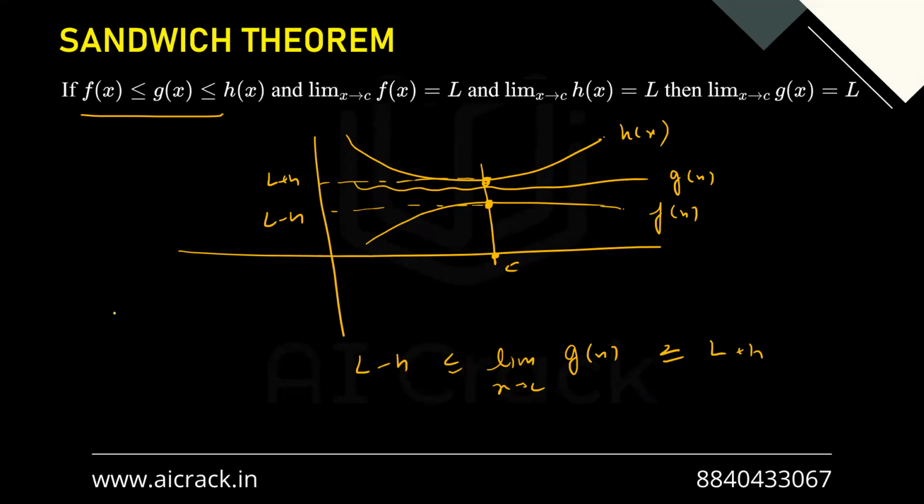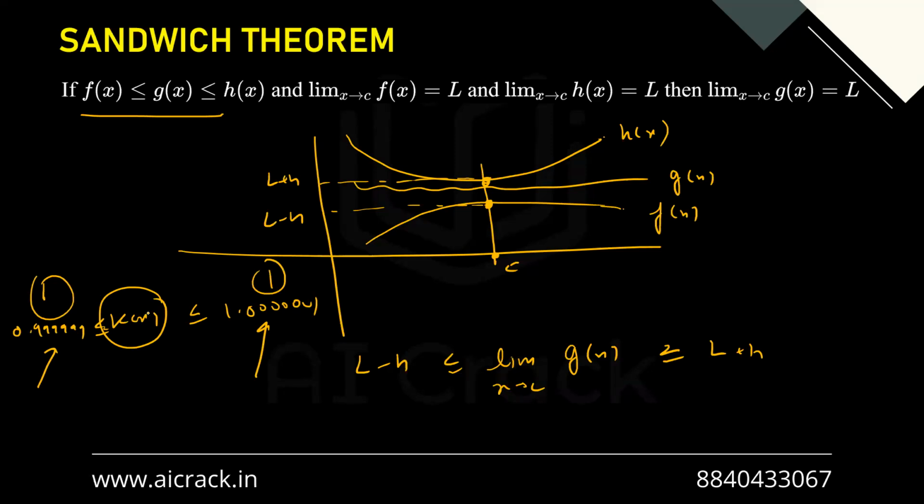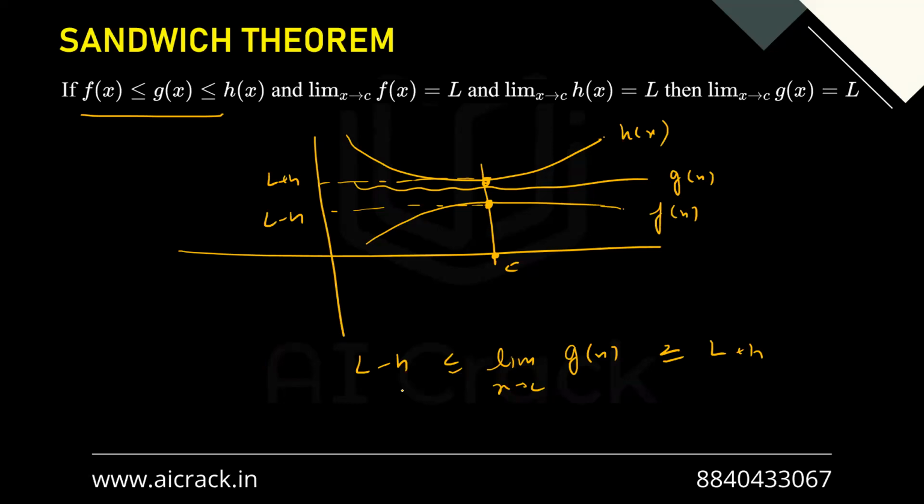It's like saying that let's say some k(x) value is less than or equal to 1.0000001 and greater than or equal to 0.999999. Ultimately we can see that this is approaching 1, this is approaching 1, so the limit is 1 over here, the limit is 1 over here, and since this number is between these two very close numbers, the limit would be 1 only, right? So that is the idea behind the sandwich theorem. So based on this logic, we can simply say that since h is very small, the limit of g(x) as x approaches c should be L.